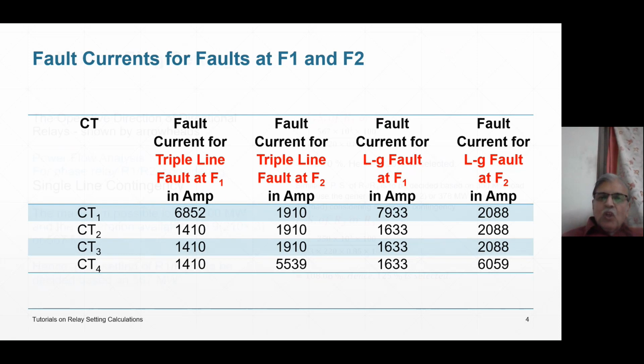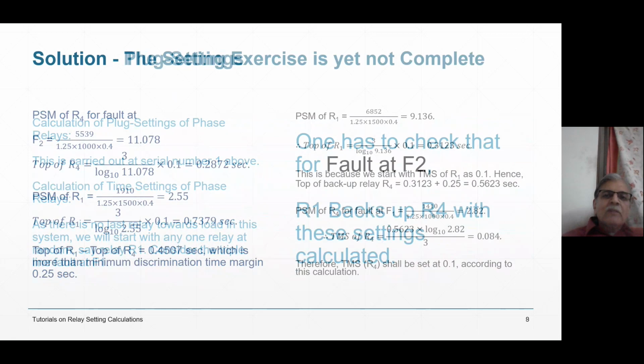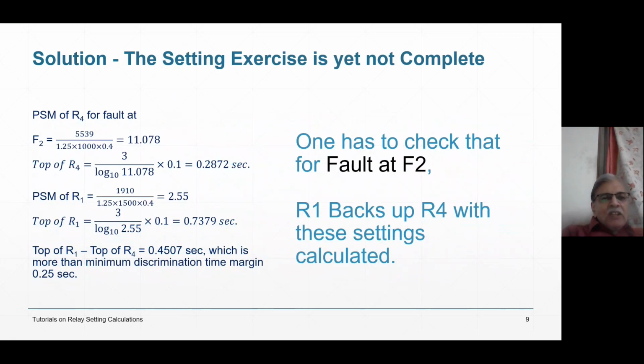5539 and 1910. So 5539 I will go with. 5539 plug setting of R4 125% is 11.078 and 3 upon log PSM into 0.1. I have already found out 0.2872. PSM of R1 1910. Fault current is different, but fault location is same, F2. Right? And 1500 is CT ratio. Plug setting multiplier is 2.55.